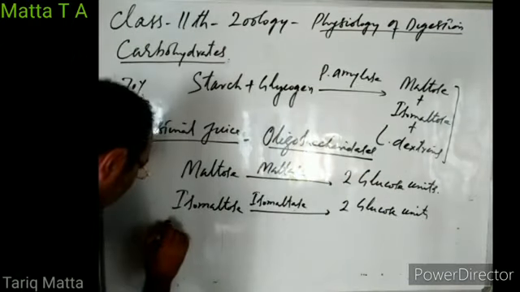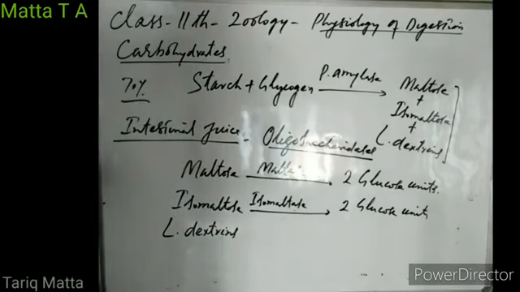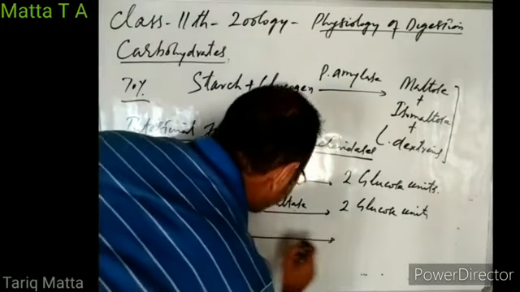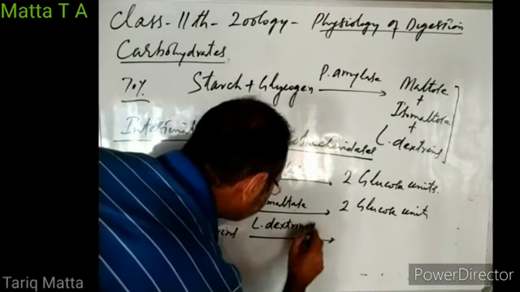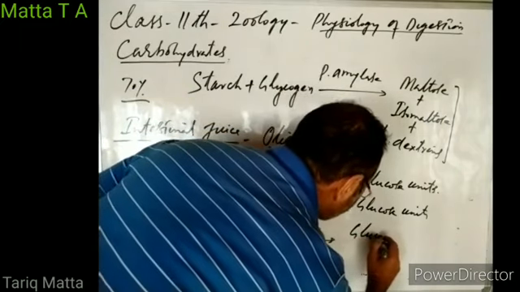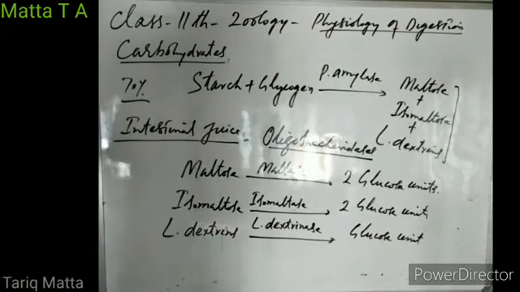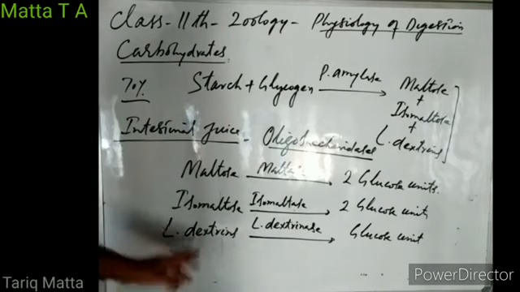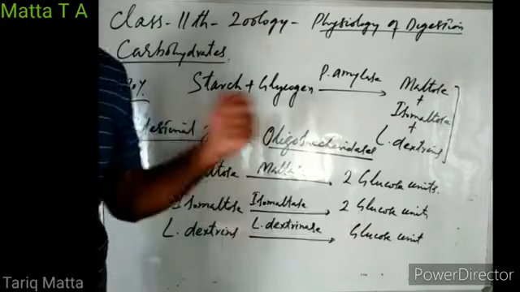Then limit dextrins. Limit dextrins means small sugars. So these limit dextrins are acted upon by the enzyme limit dextrinase, and it converts them into glucose. The number of glucose units may vary. Sometimes there may be two, sometimes three, sometimes four. So these small sugars, known as limit dextrins, are acted upon by another enzyme of intestinal juice, limit dextrinase, and it converts them into glucose units.